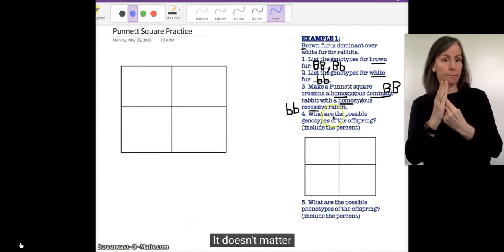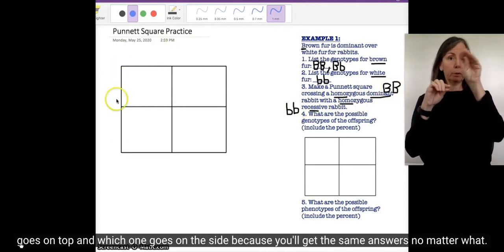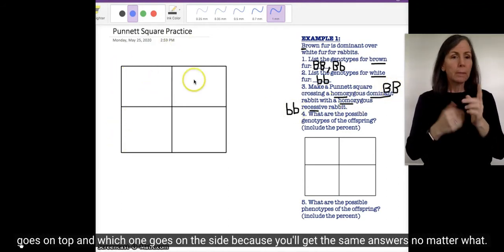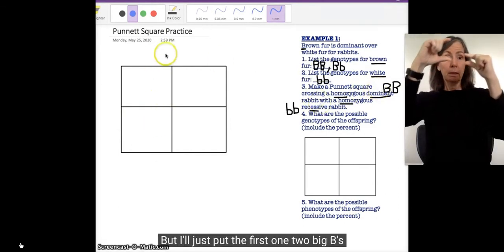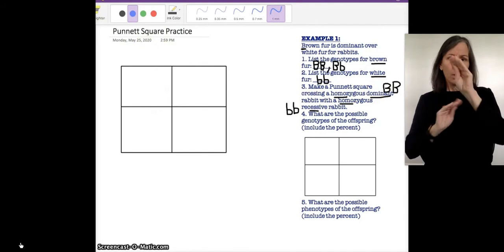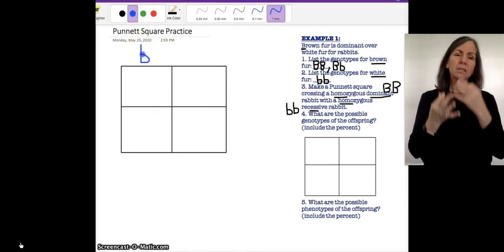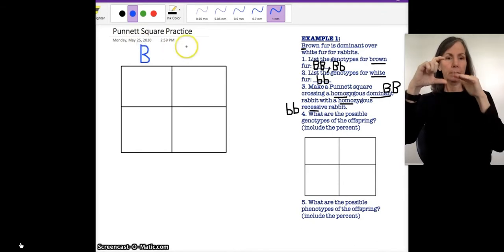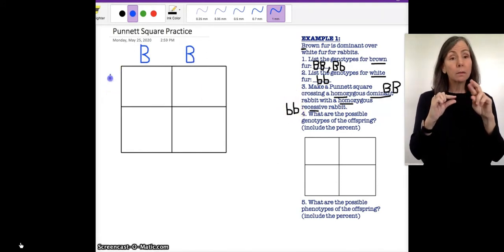It doesn't matter which one goes on top and which one goes on the side because you'll get the same answers no matter what. But I'll just put the first one, two big B's, here. And the two recessive or lowercase on the side.